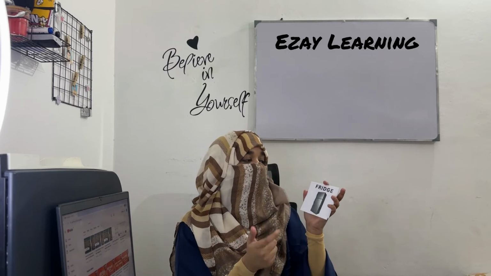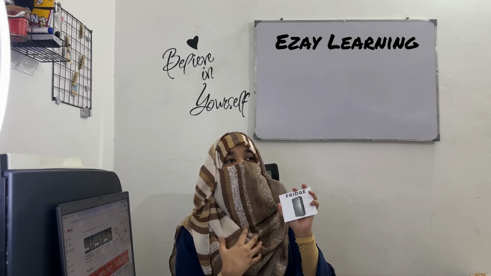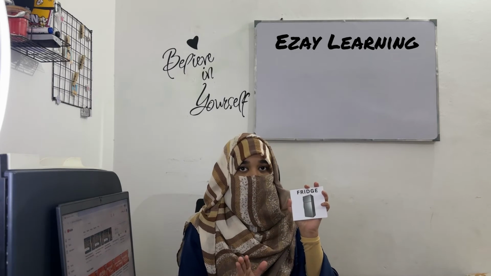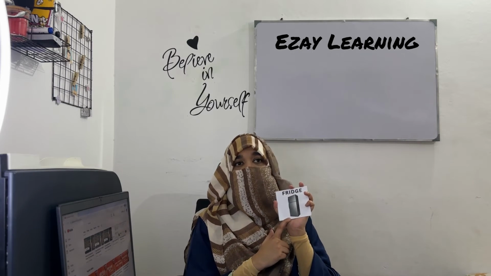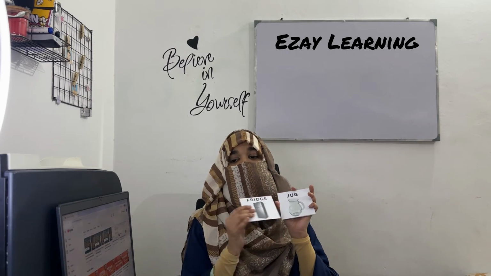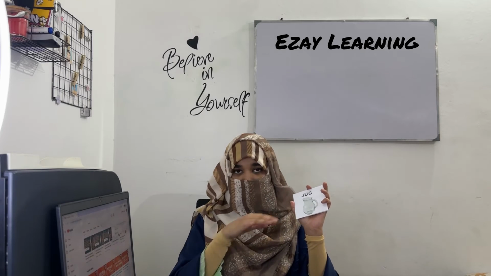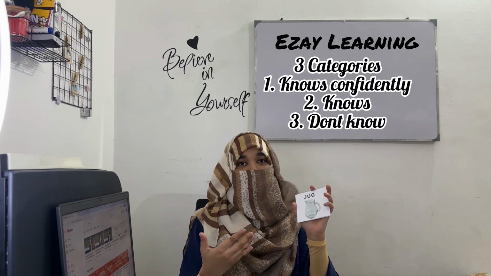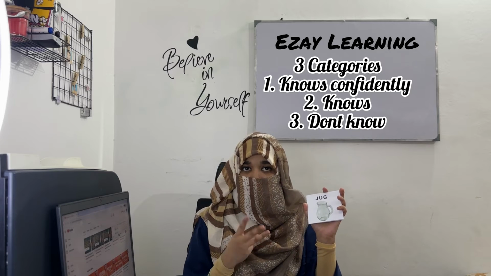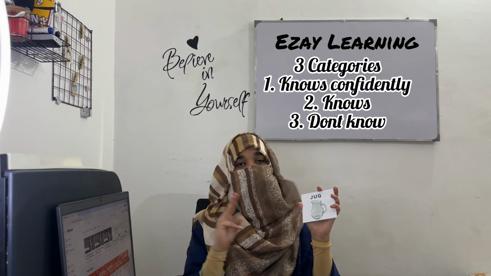Now I ask, what is this? And the child waits, just looks at me, and I can guess that the child doesn't know what this is. So I will wait 3 to 5 seconds. The child does not say any word. I would put this card in the category of don't know. So on the table, I will categorize the cards in 3 categories: knows confidently, knows, and don't know.